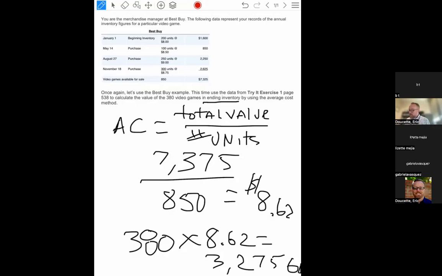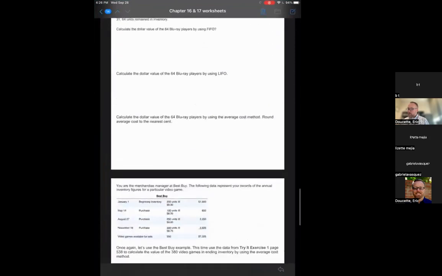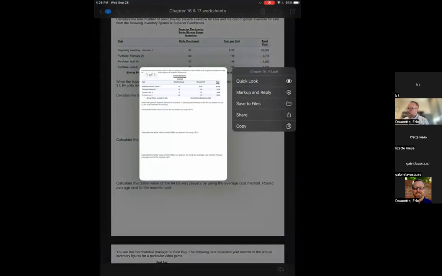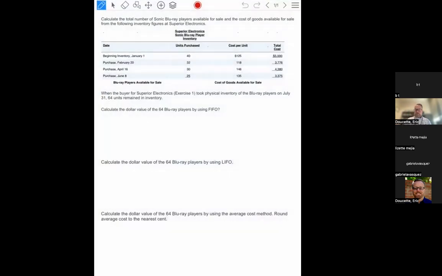So let me go ahead and do one more of these with all three. I'll do one more page of this, and I think that's what I was looking at originally right here, these 64 DVD players. So I'll just do one more for the sake of doing it. So in this case, I have Sonic Blu-ray players available for sale. The cost of goods available for sale from the following inventory figures at Superior Electronics.